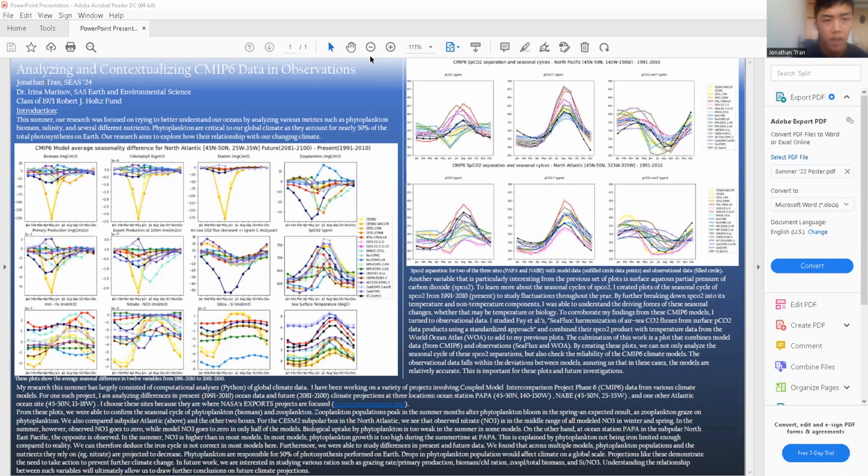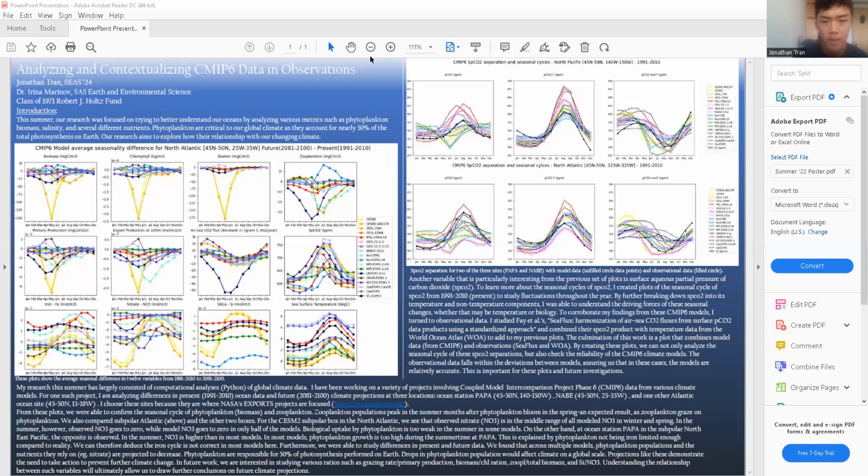In the first plot, we see future minus present data for a bunch of different variables and a bunch of different models. We looked at biomass, chlorophyll, diatoms, and zooplankton, and by plotting these differences, we're able to analyze the seasonal cycle, and we can notice how they change throughout the year. For example, we see how phytoplankton populations peak in summer months after the phytoplankton bloom, which is an expected result.